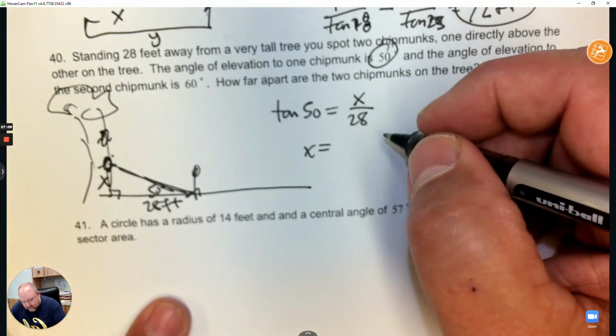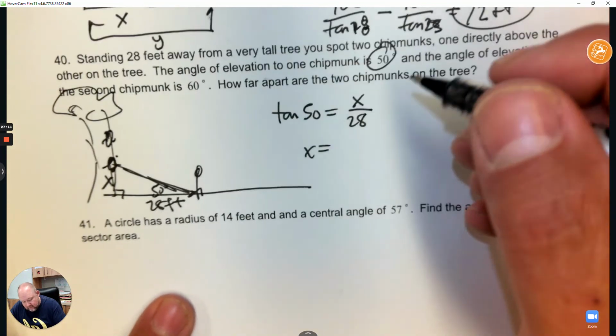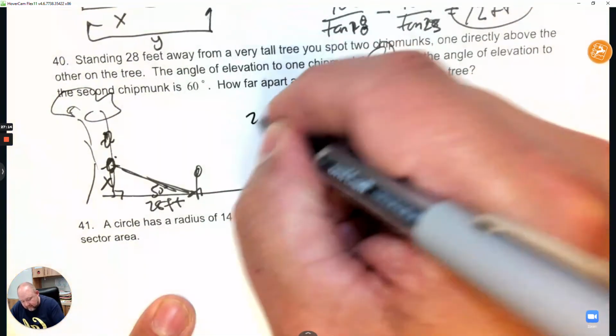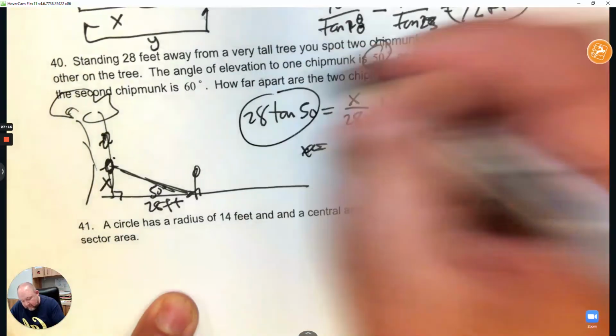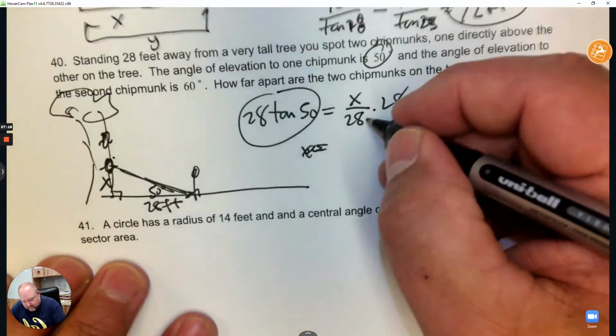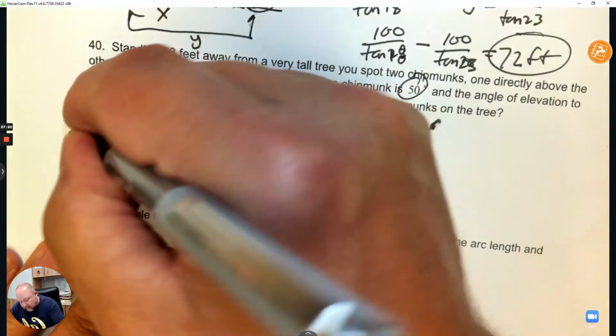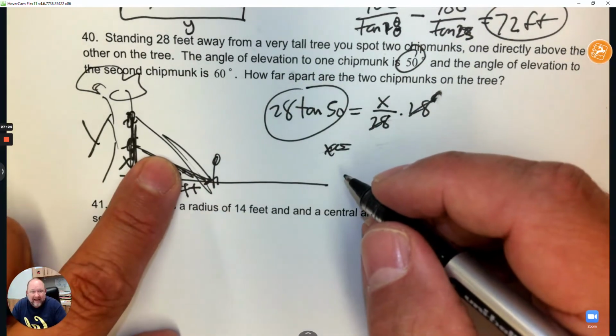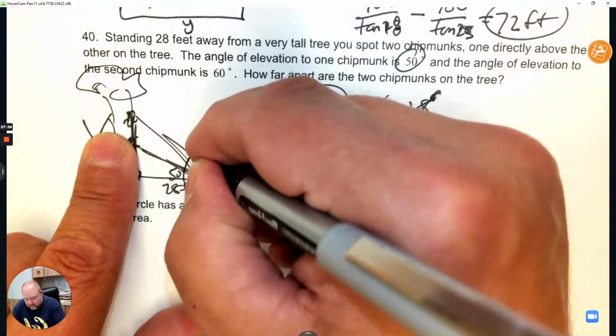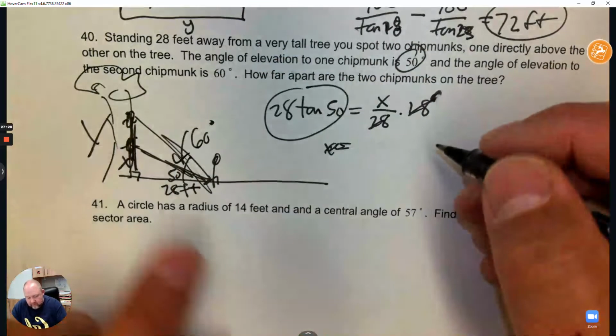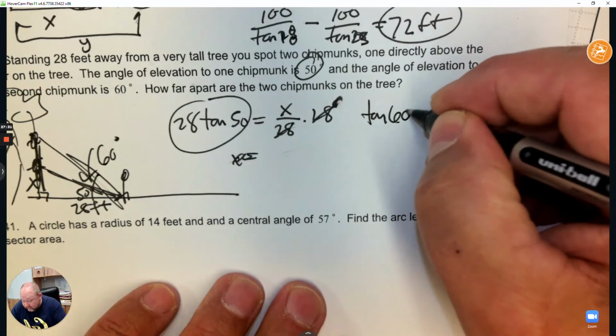Actually, you're going to multiply by 28, sorry. So there's one answer: 28 times tangent 50. Just let it go for now. And then the one to the top, we're going to call y to the top, and that angle is 60. So the same setup, just with 60.